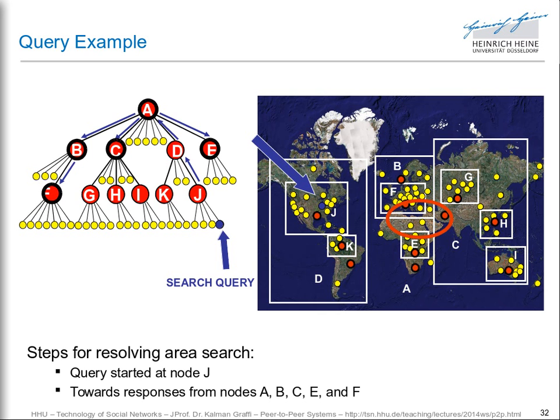In contrast to Geodemia, where we cannot be sure that we found all nodes in an area, in Globase we are sure, because of this tree structure.